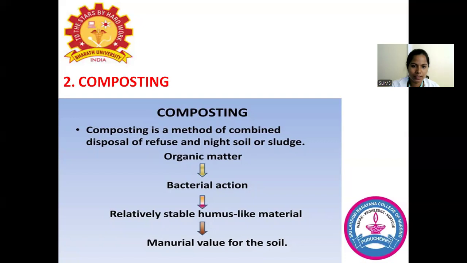So next method is composting. So first, sanitary landfill is over. Under sanitary landfill, we have seen 3 methods, that is trench method, ramp method and area method. Now we'll move on to composting.